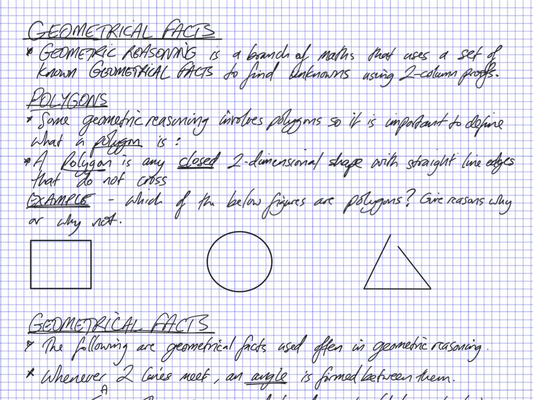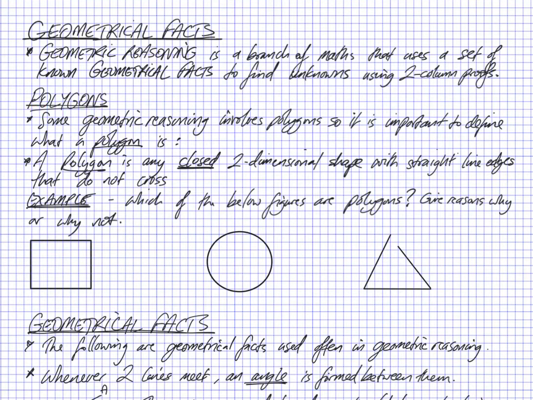This one is on geometrical facts. So geometric reasoning is a branch of maths where we use a bunch of known geometrical facts to find unknowns and using two-column proofs, which is the formal way of posing an argument in maths. So this is going to be a bunch of terminology here, not really any working out, but you have to use this language to do it properly at this level of maths.